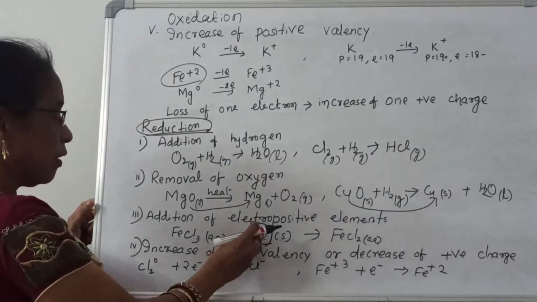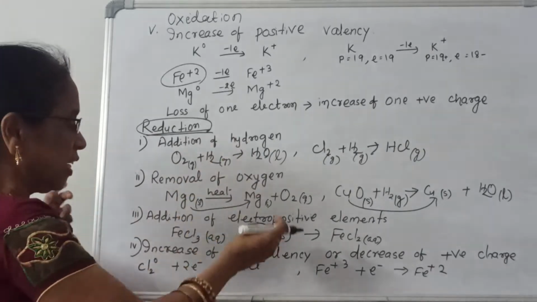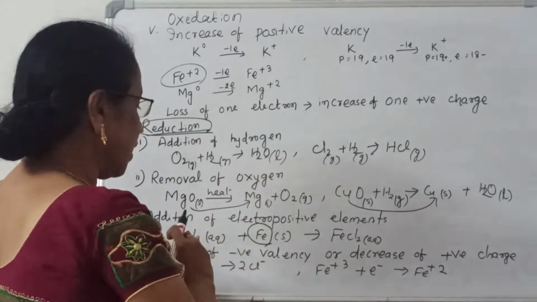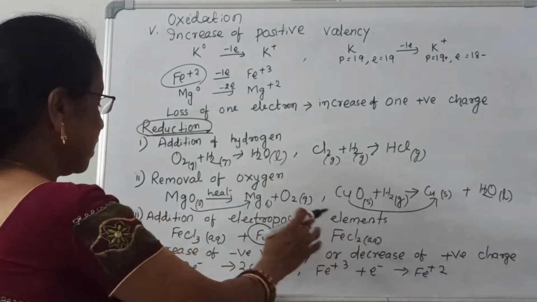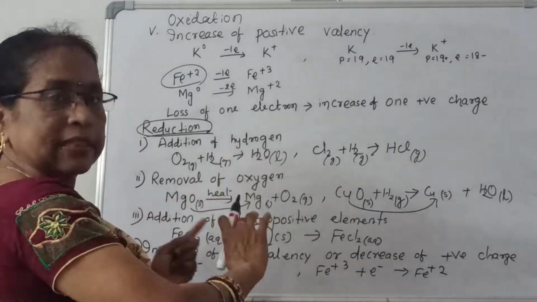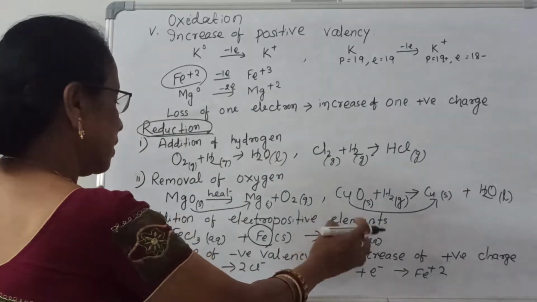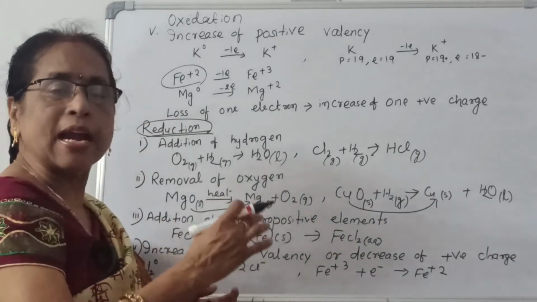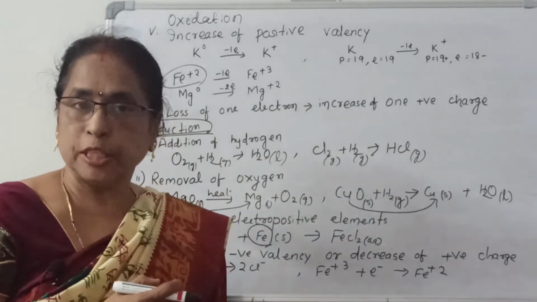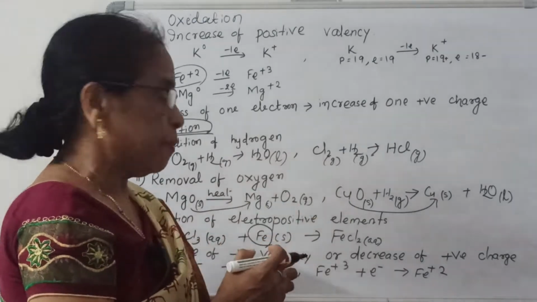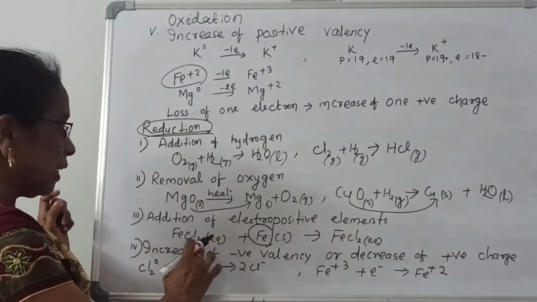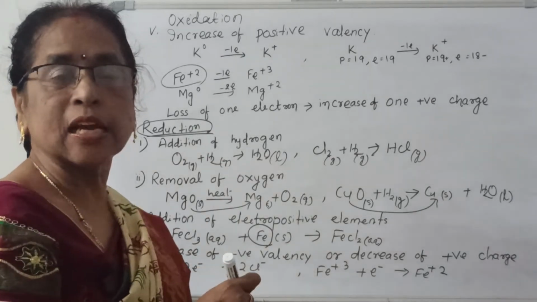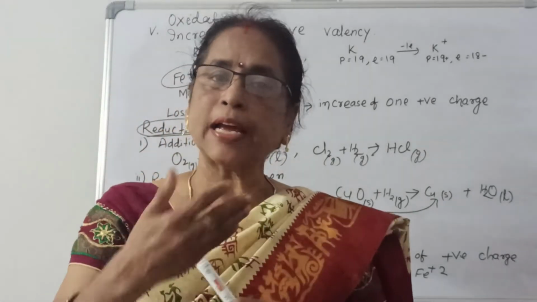Now when iron solid is added to ferric chloride, what happens? It changes to FeCl2. That is, FeCl3 changes to FeCl2 after addition of an electropositive element. Then come to the last point for reduction: increase of negative valency. What is meant by increase of negative valency?